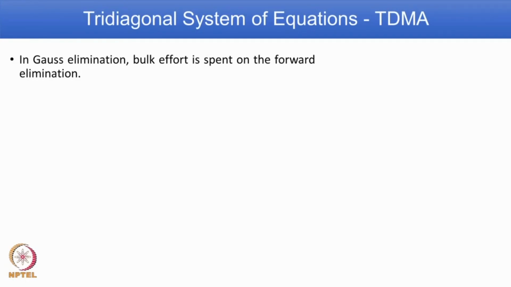We know in Gauss elimination there are 2 steps: forward elimination and backward substitution. Bulk of the time is consumed in forward elimination, because in the backward substitution the matrix has become completely upper triangular and we start from the last row, substitute and get the unknown. Hence, most of the time is spent in the forward elimination process.